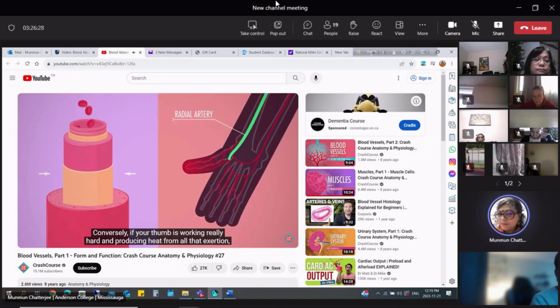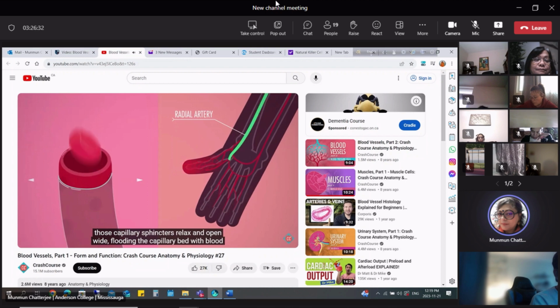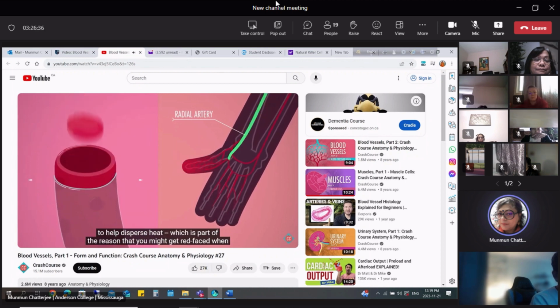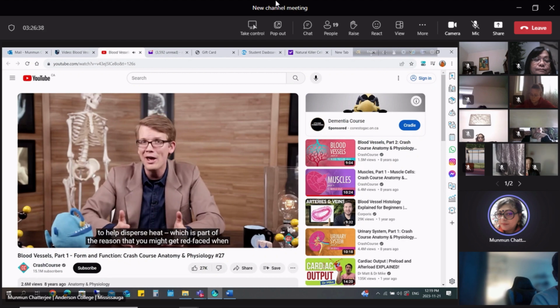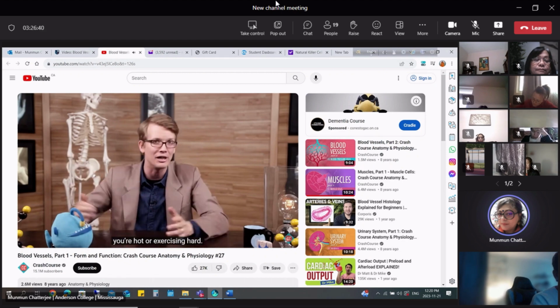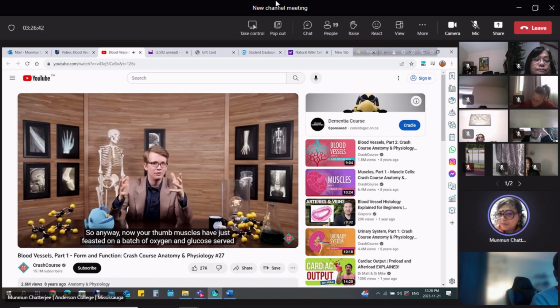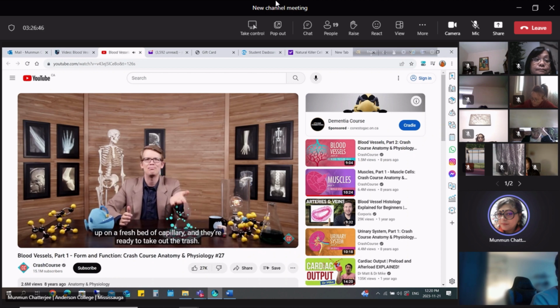Conversely, if your thumb is working really hard and producing heat from all that exertion, those capillary sphincters relax and open wide, flooding the capillary bed with blood to help disperse heat, which is part of the reason that you might get red-faced when you're hot or exercising hard. So anyway, now your thumb muscles have just feasted on a batch of oxygen and glucose served up on a fresh bed of capillary, and they're ready to take out the trash.